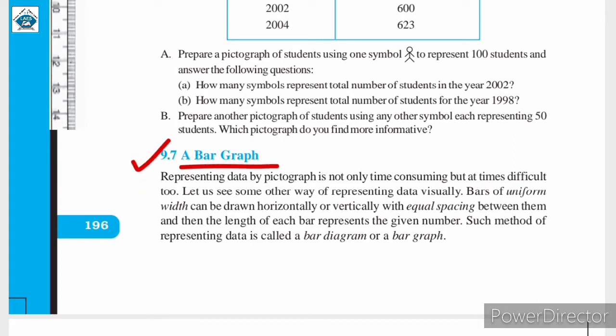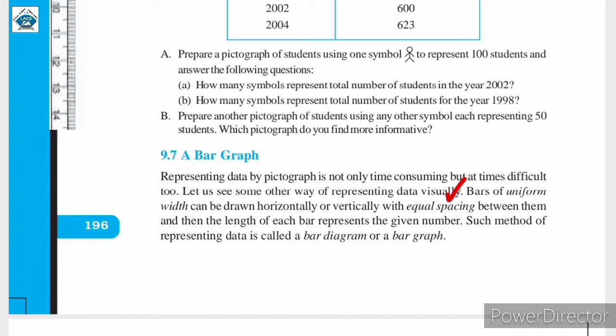Now, representing data with the help of a pictograph is something we discussed in the previous classes, but we have seen that it is very time consuming and also sometimes very difficult because it is not possible to represent the data in the pictograph unless it is rounded off. So, we are going to see some other way of representing data visually. That is the bar graph.